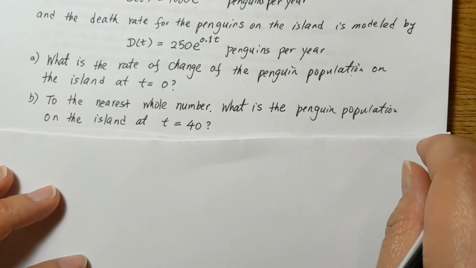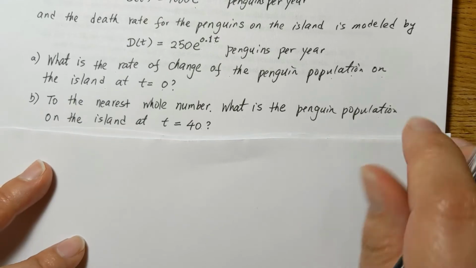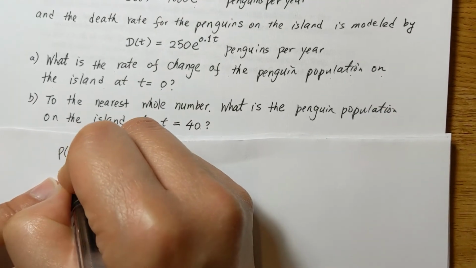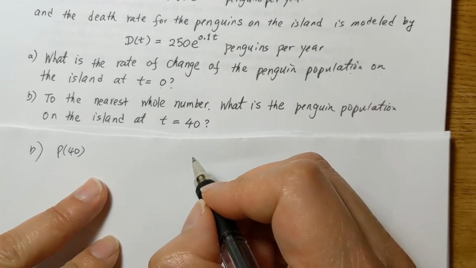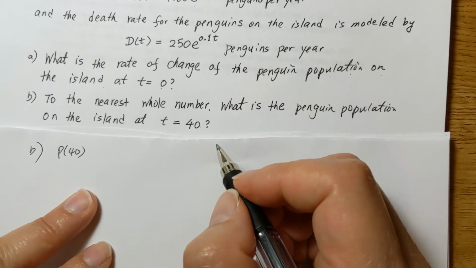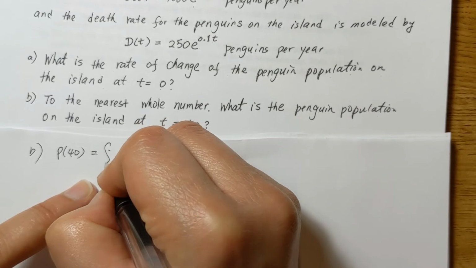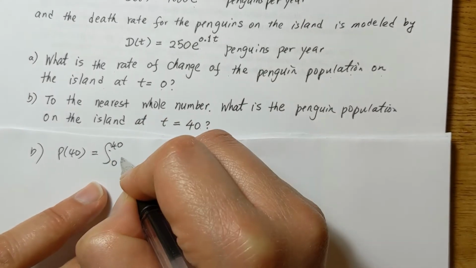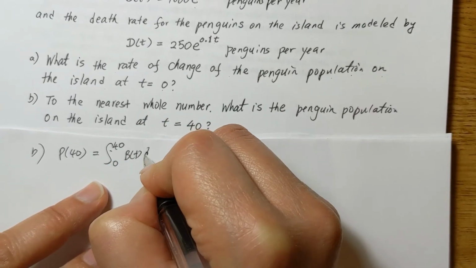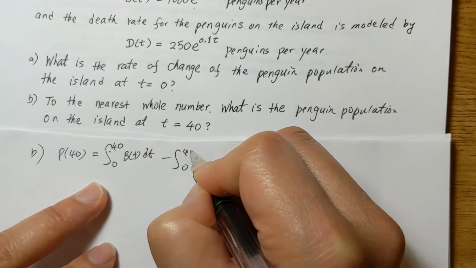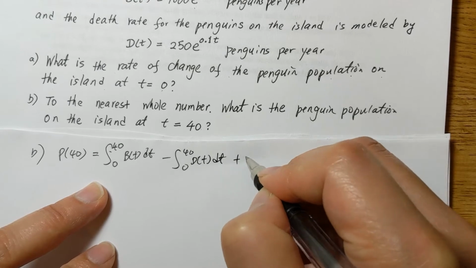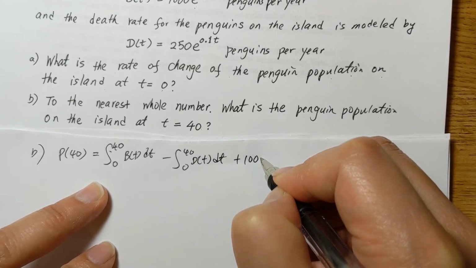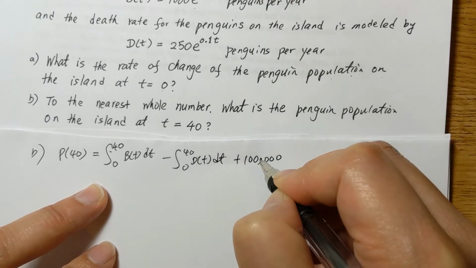Even though we changed the subject to penguins, it still has us find P of 40, because P equals the population. So we're going to use the same concept as the water in and out problem. We're going to do 0 to 40. The rate in is the birth rate, from 0 to 40, and then the rate out, which is the death rate, plus the initial amount, 100,000.